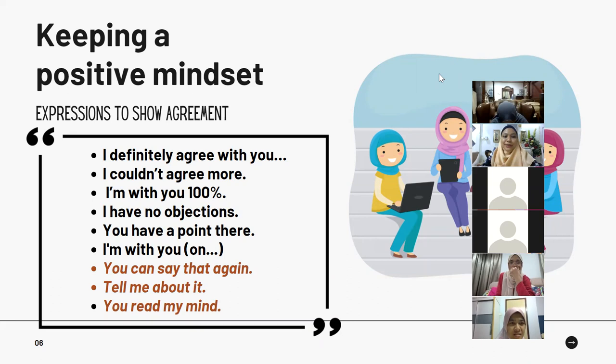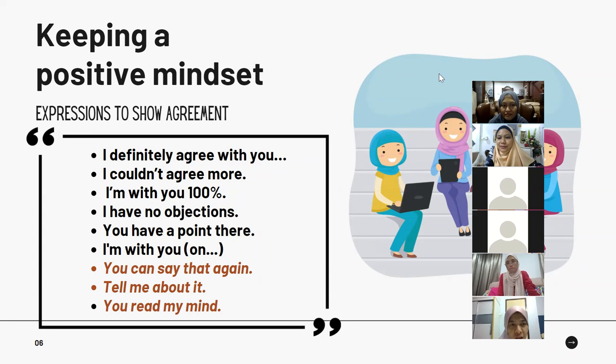Tell me about it. So it can be agreed and not agreed. So we can use tell me about it for the statement that we agreed and not agreed, right? Yes. But how do you tell the difference, Azhar? Here's the catch. Macam mana you nak tahu sama ada you tengah agree ke, you tengah disagree? Macam mana orang tu nak tahu you're agreeing with him or her or you tak agree?